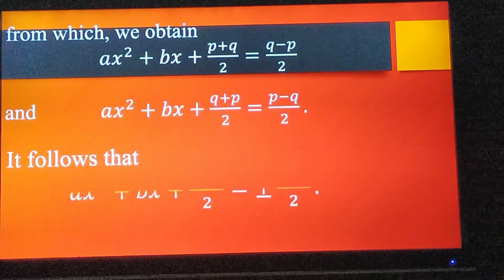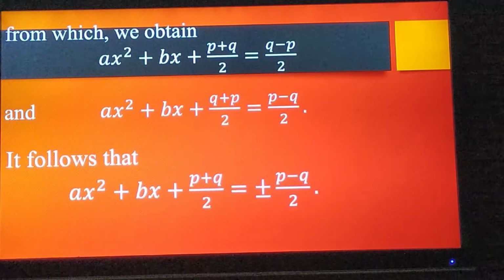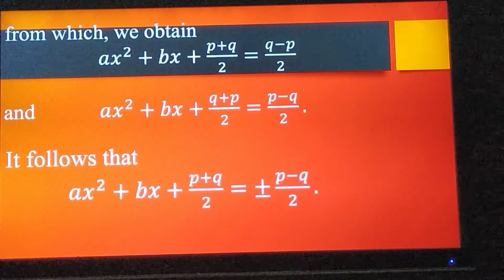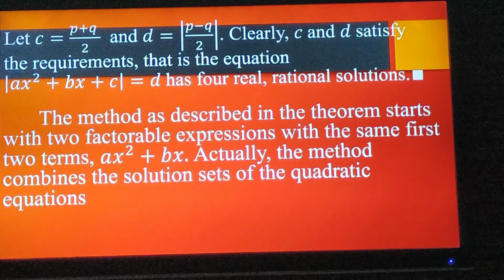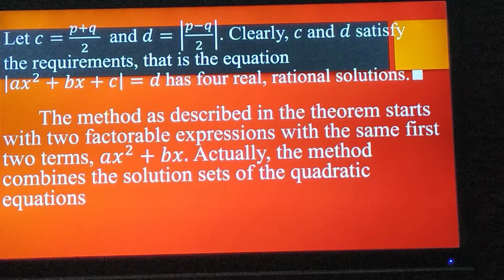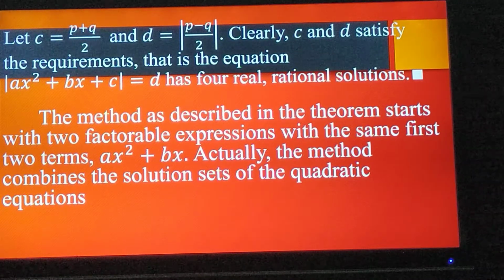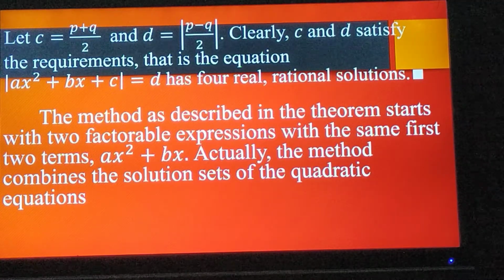It follows that ax squared plus bx plus half of p plus q equals plus or minus half of p minus q. So we let c be equal to half of p plus q and d equals the absolute value of half of p minus q. Clearly, c and d satisfy the requirements. That is, the equation absolute value of ax squared plus bx plus c equals d has 4 real rational solutions.